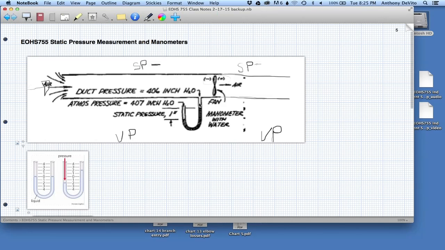Let's get an opinion on that. Velocity pressure is the pressure that's generated by the air moving forward. It's actually directly related mathematically to the velocity of the actual air.